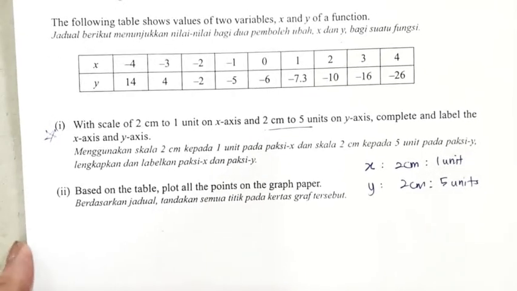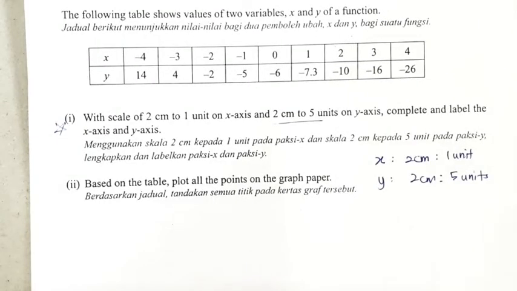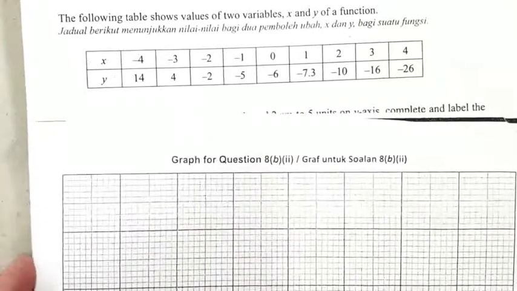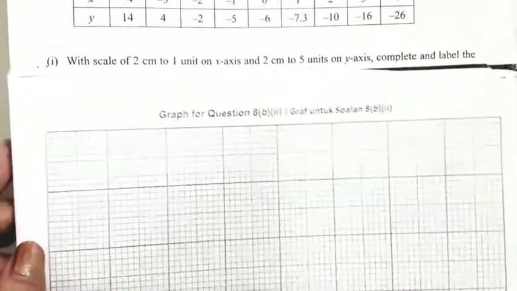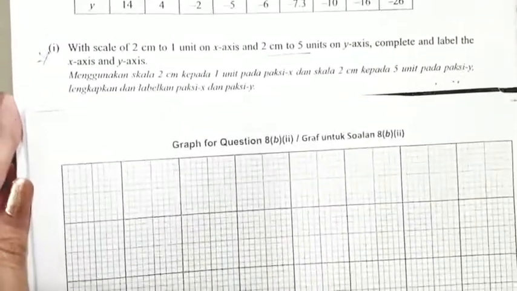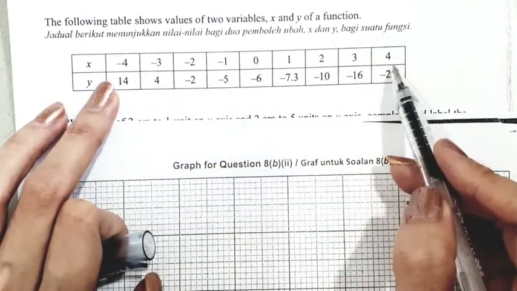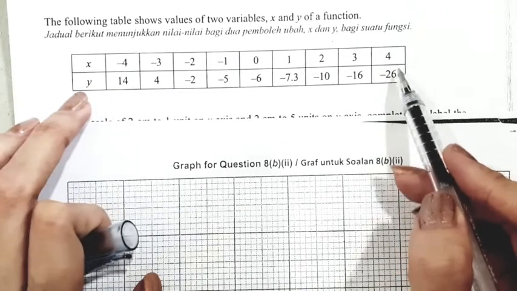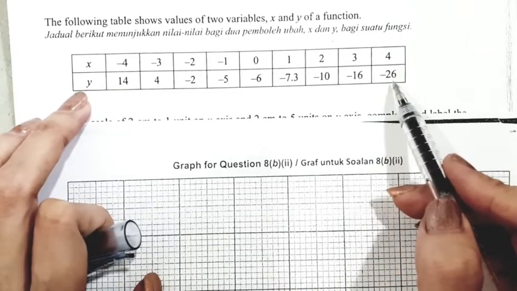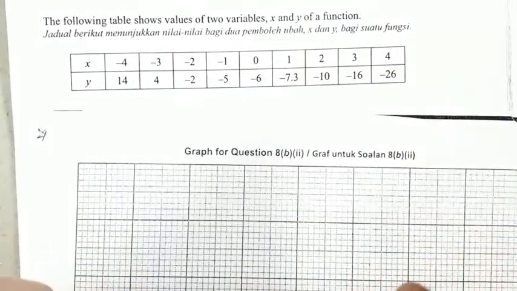So in this case, I need to use the graph paper. Now the graph paper will be given in the question itself, but I don't want to be flipping the page back and forth, so I use another graph paper so that I can look at the values right away. So just remember, we have the x from the smallest -4 to the biggest 4. That is the range for the x. Whereby for the y, the range will be from the smallest -26 up to 14.